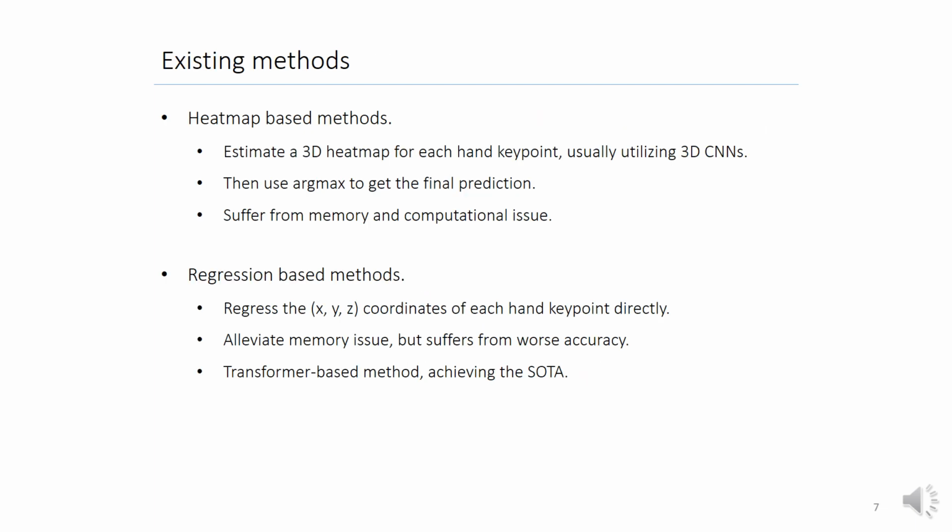Existing methods can be divided into two categories, heatmap-based and regression-based. The heatmap-based methods get the final prediction by estimating a 3D heatmap for each hand key point, usually utilizing 3D CNN, while regression-based methods regress the coordinates of each hand key point directly. Generally, the regression-based methods alleviate memory issues, but suffer from worse accuracy. However, recent work on transformer-based regression methods achieves state-of-the-art performance as well as being memory efficient.